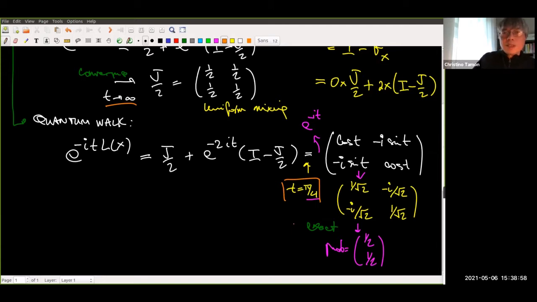Okay. So let me put here. So this is Farhi and Gutmann, I guess, who were credited to be the first who looked at continuous time quantum walk.